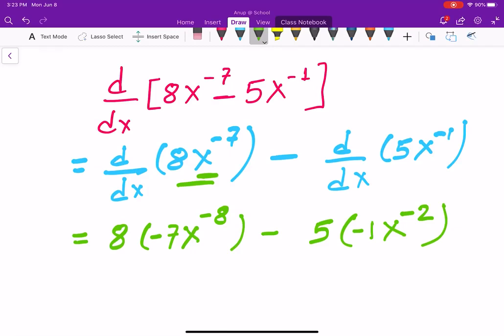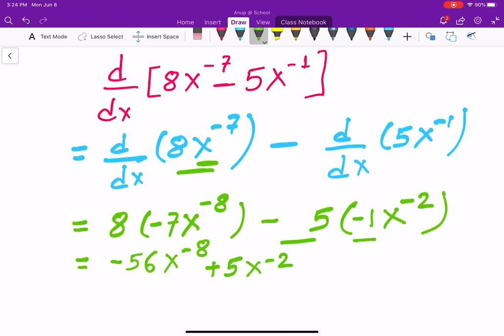We can rewrite this as 8 times negative 7, which is negative 56, so negative 56 times x to the power minus 8, and then negative 5 times negative 1 will be positive 5 times x to the power minus 2. Or alternatively, by changing the negative exponents into positive exponents, this can be written as negative 56 over x to the power 8 plus 5 over x squared, which is the derivative of 8 times x to the power minus 7 minus 5 times x to the power negative 1.